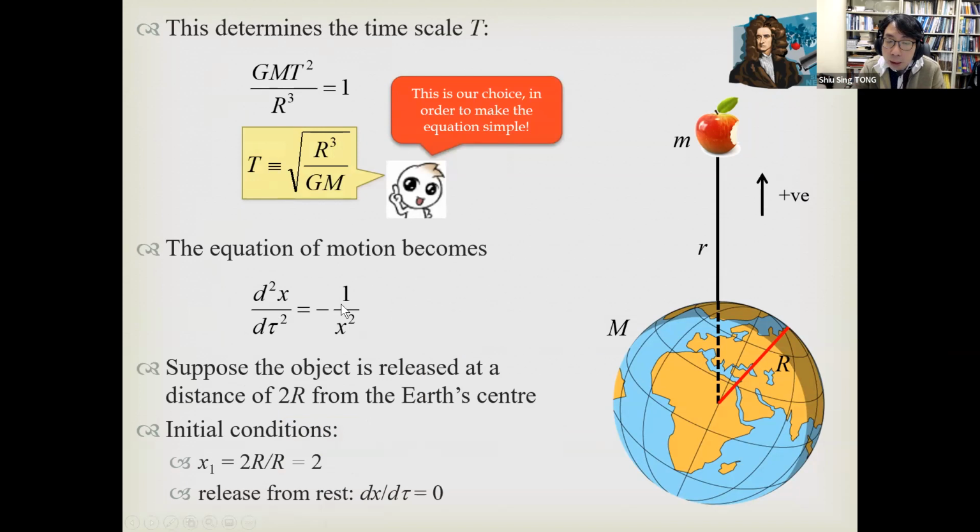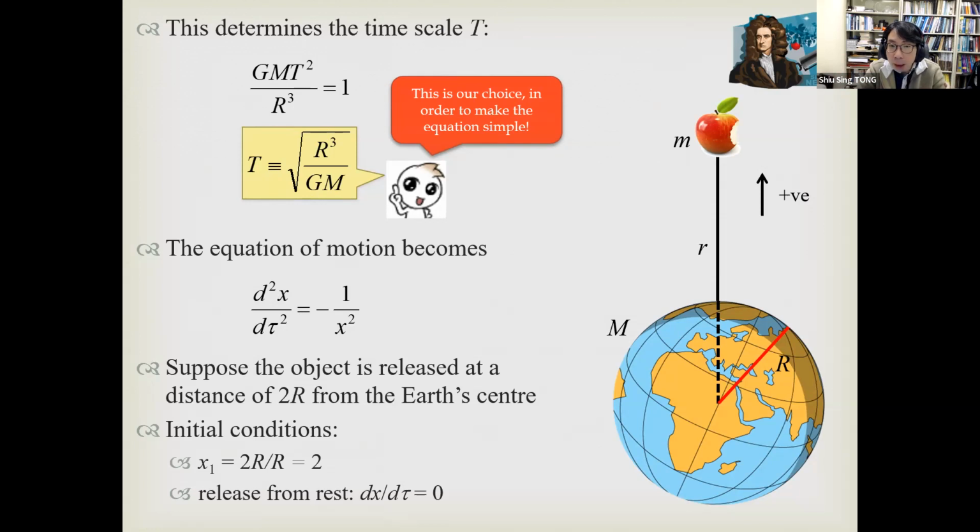Now you can see in this equation of motion, you cannot see all the constants. You do not see big R, you do not see big T. Even the G and the M are eliminated. You cannot see them because they are already hidden inside x and tau. By using a suitable definition of the space scale R and the time scale T, all the constants are hidden inside the new variables x and tau. And that exactly allows us to obtain a very simple form of the equation of motion.